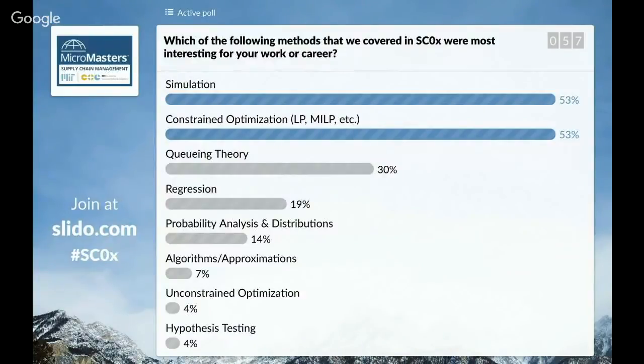Shall we quickly take a look at our poll on different tools? And I think the learners have clearly voted. They get to do 2 votes each. Yeah, so they get two votes each, and I think simulation and constraint optimization are clearly their preferred parts that have impacted them most. Well, that's too bad that you guys don't like approximations. Approximations, it's a lost tool.